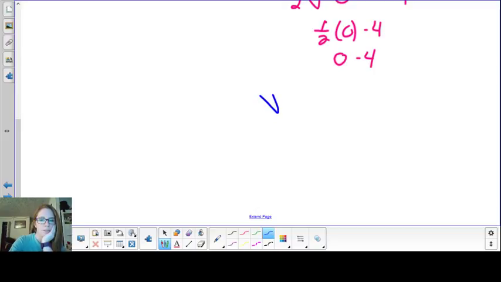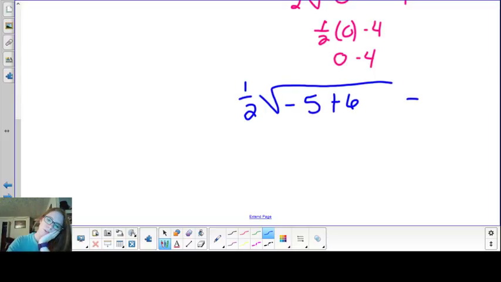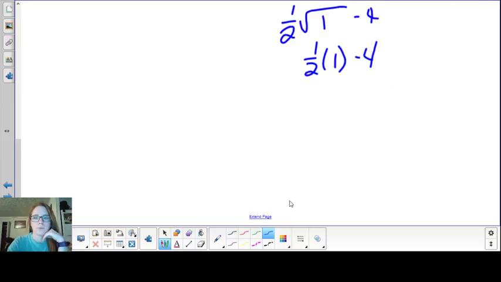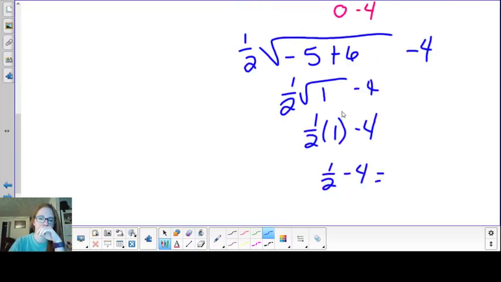Next I have 1/2 times the square root of negative 5 plus 6 minus 4. So I have 1/2 times the square root of 1 minus 4. Square root of 1 is 1. A half times 1 is 1/2. Minus 4 is negative 3.5.